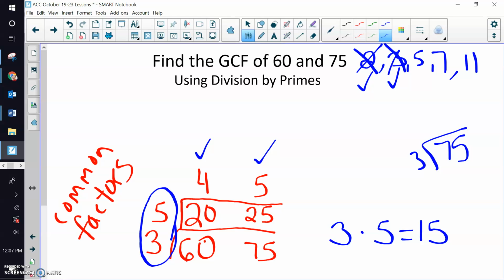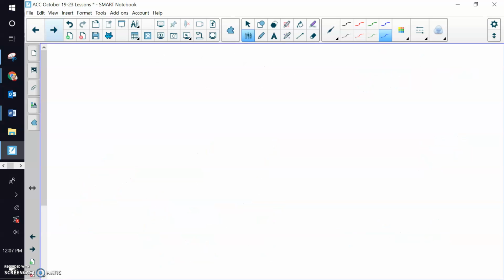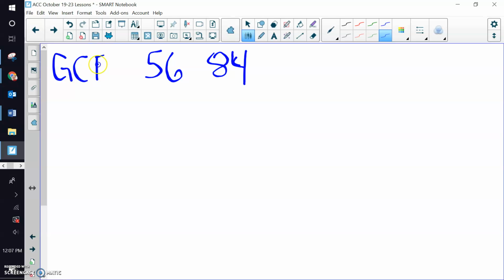So let's just do one more example here. Let's just pick a couple of numbers for the greatest common factor. How about 56 and 84? So we're going to find the GCF. Okay, and you might be writing these down. We're going to start down near the bottom of our page.